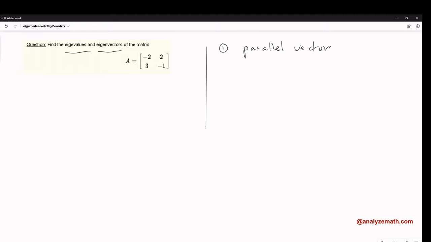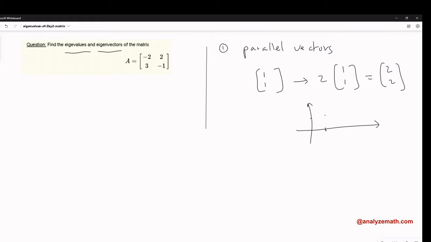If I take any vector, for example vector (1, 1), and multiply it by, let's say, 2, then 2 times (1, 1) gives me the vector (2, 2). In a quick sketch of the vectors, this is the vector (1, 1) and this is the vector (2, 2). What we notice is that they are parallel.